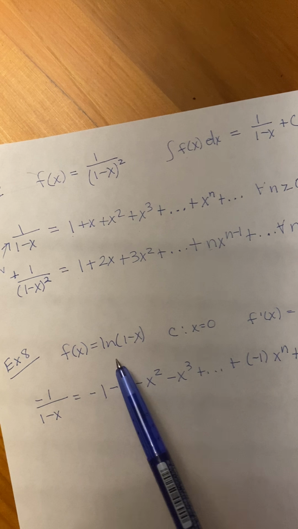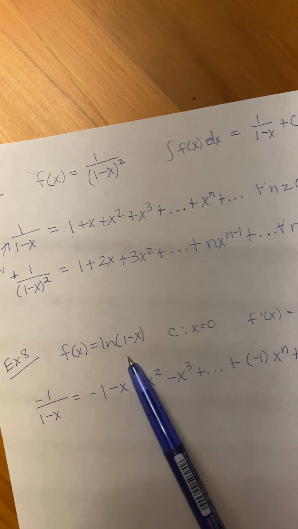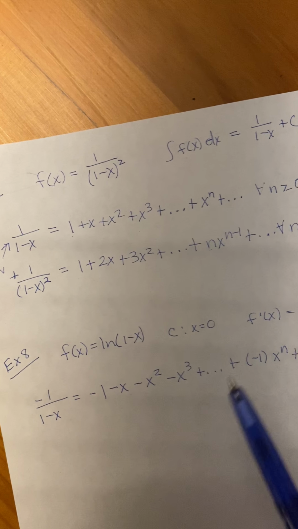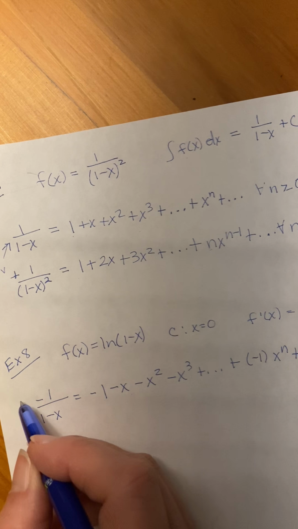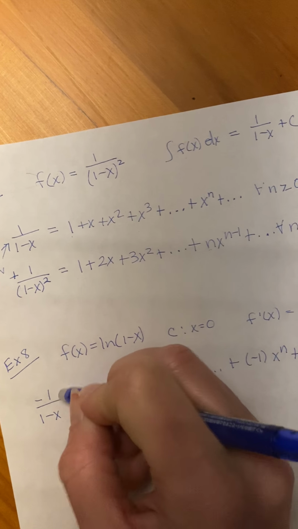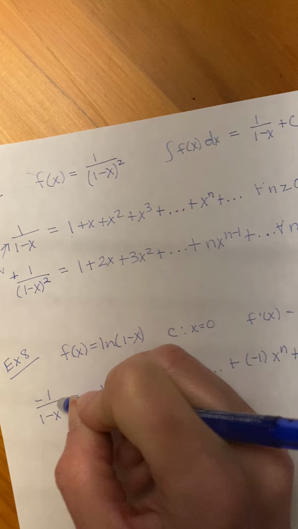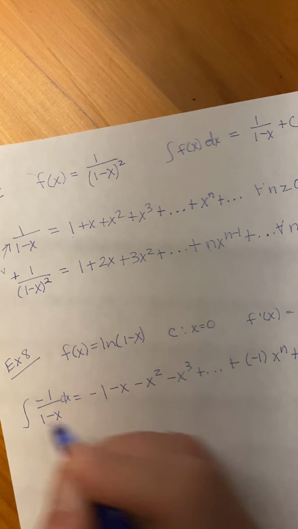Now, I took the derivative of this to get this right here. So how do I get this back to this? I believe we call that integration, kids. So we're going to integrate both sides, right? If I integrate this side, can I sneak a dx in there? I can, because I have erasable pens. So we're going to put a dx right here. We're going to integrate this.